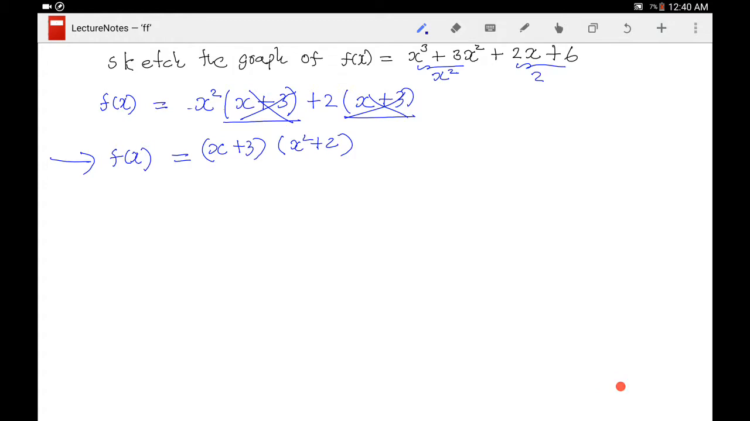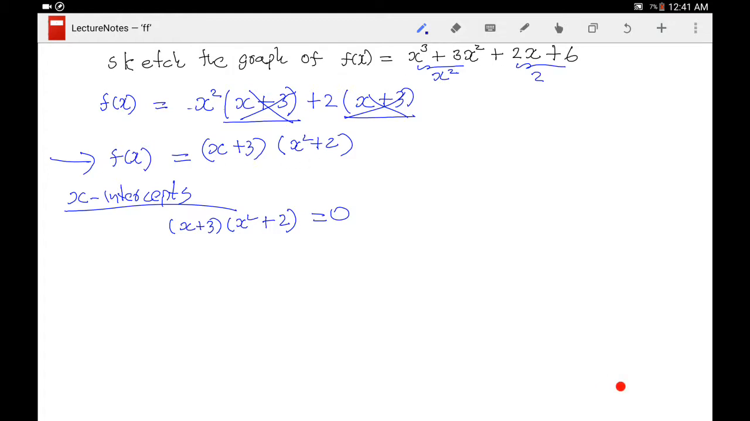Now we will go to the next step. We need to find the x-intercepts. To find the x-intercept, you set this to 0: x plus 3 times x squared plus 2. For the x-intercept, you have to set this equation to 0.